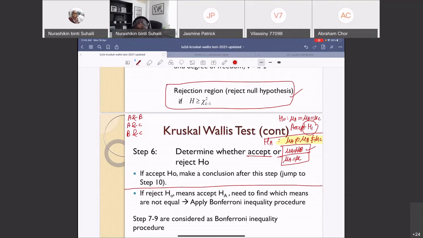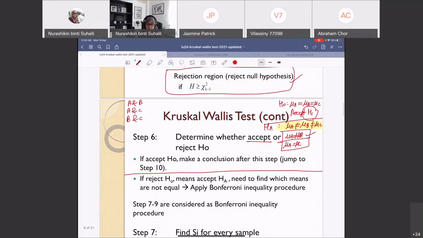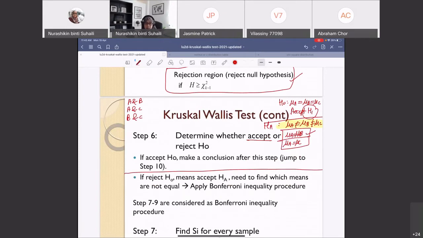What if all three sets are equal to each other? If they are not equal to each other, you would figure out in the following steps what the comparison is between each pair. There is a situation where actually all the pairs are not equal to each other. I'll explain later in step 7 until step 9. Can we know that by using Bonferroni? Yes, step 7 until step 9 is what we call the Bonferroni inequality procedure, whereby the procedure is to find out where the difference lies, where the difference exists.